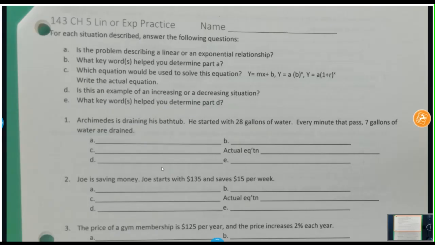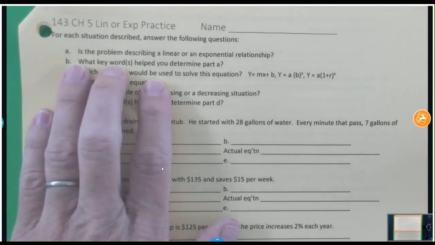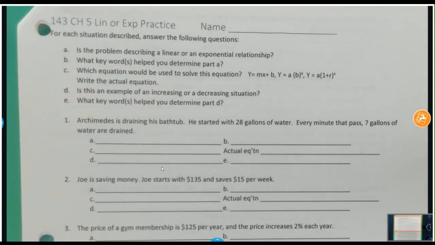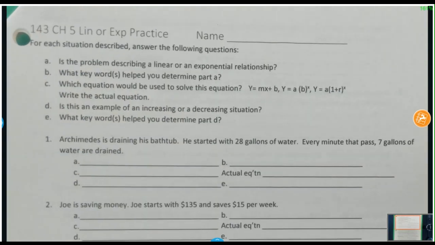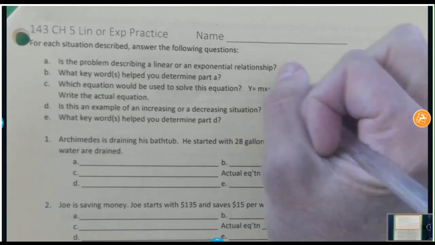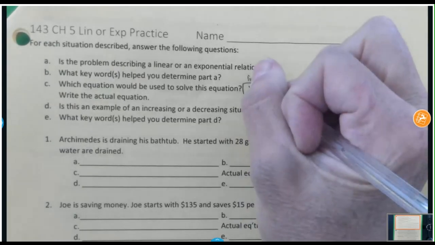So there's 5 parts. A, is it describing a linear or exponential relationship? That's the first A. B is what keywords helped you decide that. So we're going to be analyzing the words. That's because this is quantitative literacy, and that's what we do. C, which equation would be used to solve it? So is it a y equals mx plus b? Remember, this is linear. This is your only linear option.